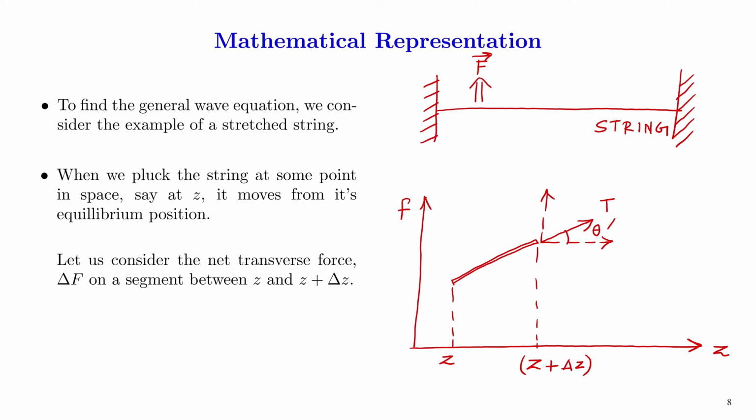Now the tension at position z is along the tangential direction, and so this is T. If we resolve this into two components, the vertical and the horizontal component, this angle is theta. From this figure, we can write the vertical component of the tension acting on the string as T sin theta prime at z plus delta z, and at z the tension acting on the string is T sin theta.